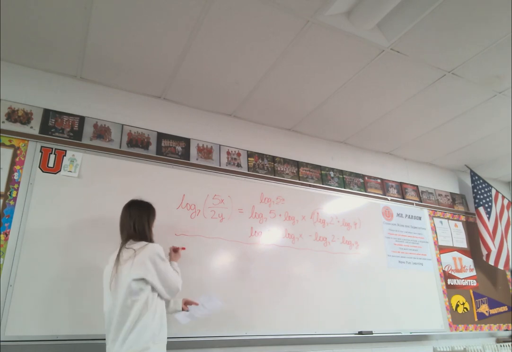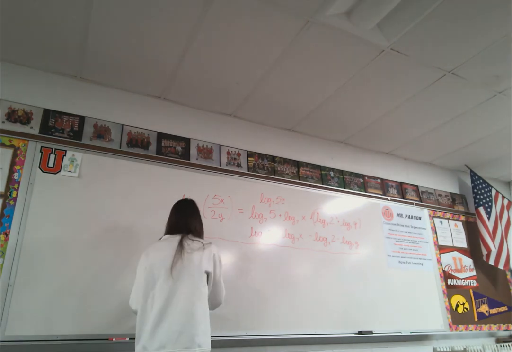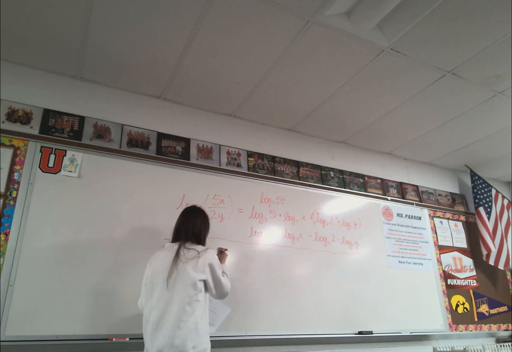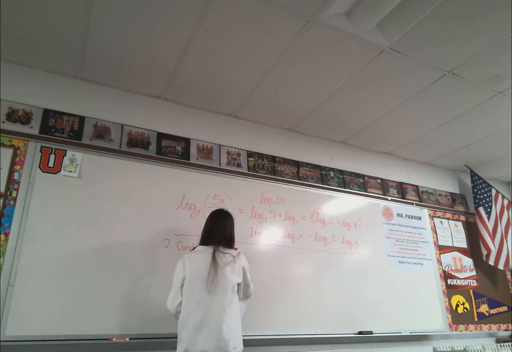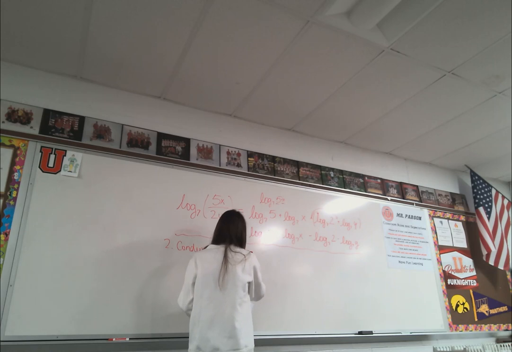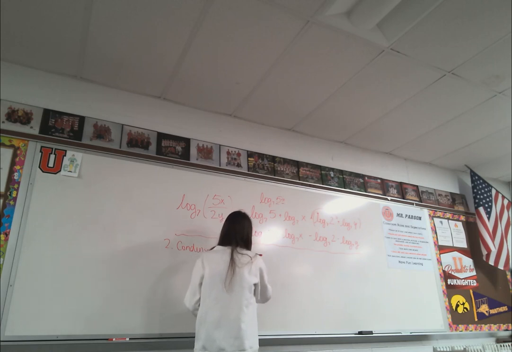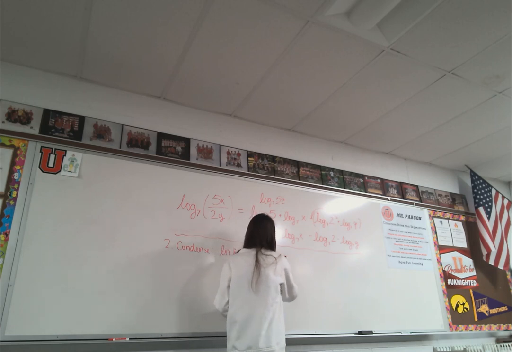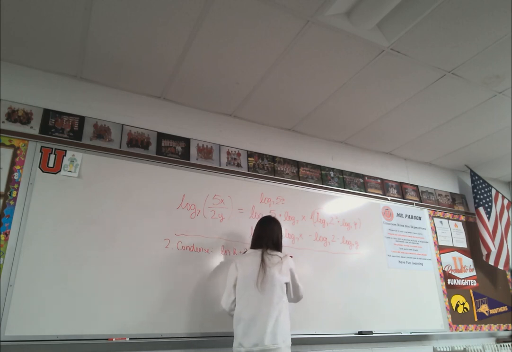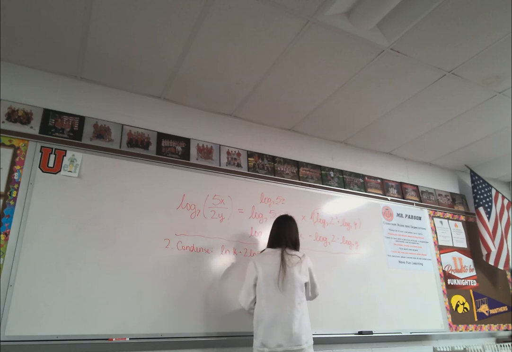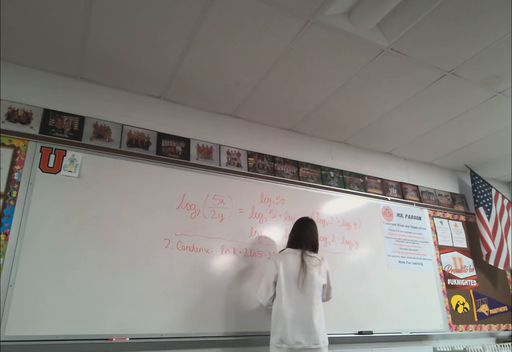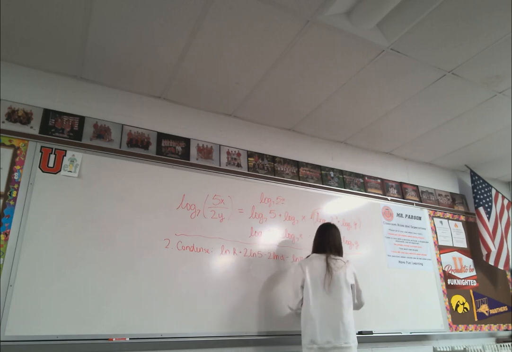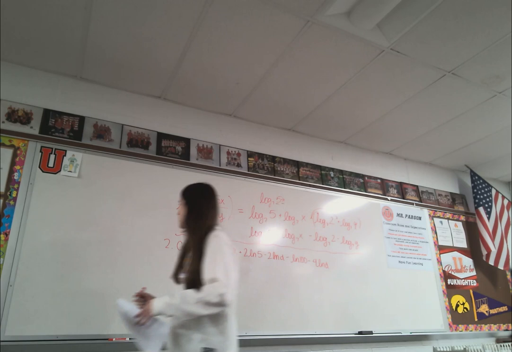Okay, so we're going to do number 2, which is telling us to condense. So I have ln of k plus 2 ln of 5 minus 2 ln of d minus ln of 100 minus 4 ln of d. Wow. That was tough, guys. That was a workout. Okay.